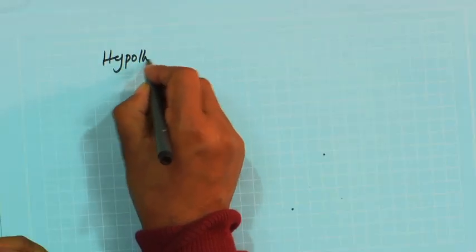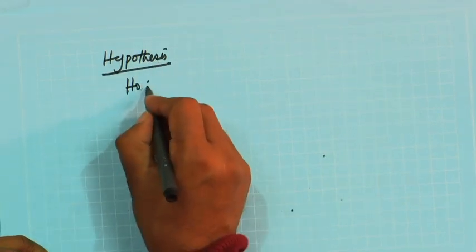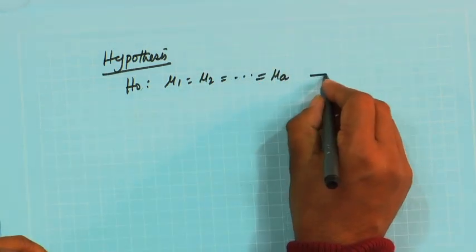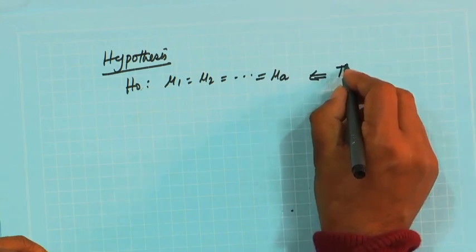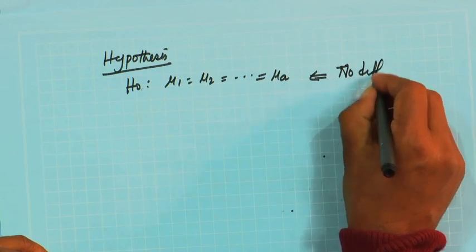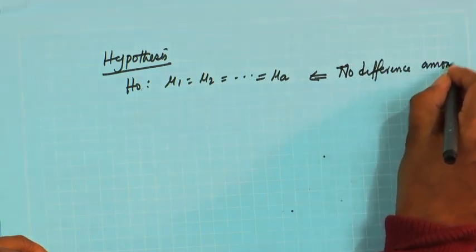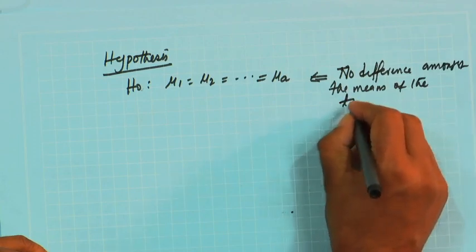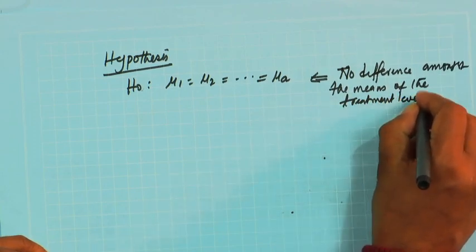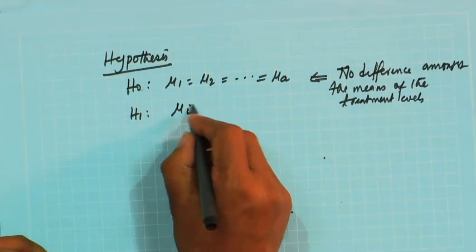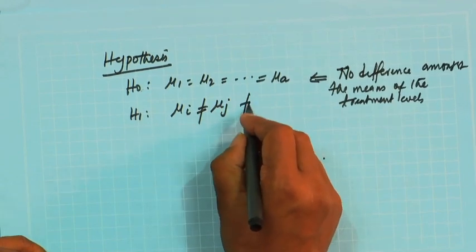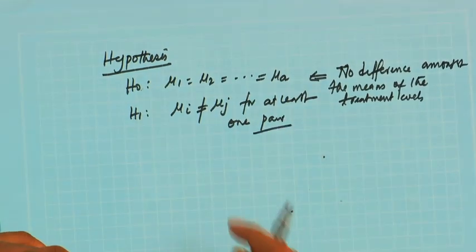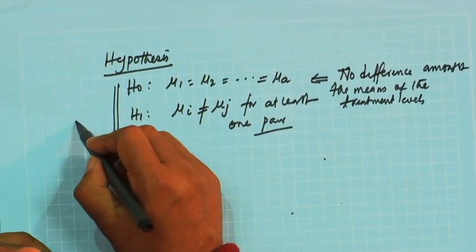So, our hypothesis of interest is H0: mu 1 equal to mu 2 dot dot dot equal to mu a. That means there is no treatment effect, that means no difference amongst the means of the treatment levels. And what is our alternate hypothesis? Mu i not equal to mu j for at least one pair. So, this is known as the hypothesis for means.